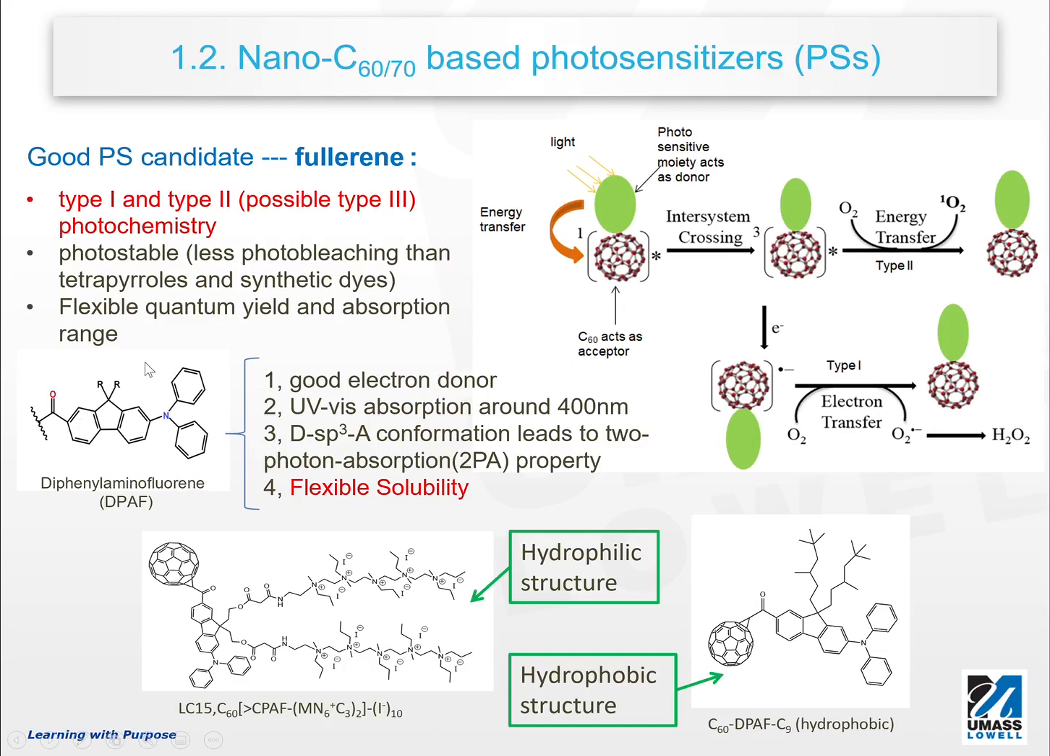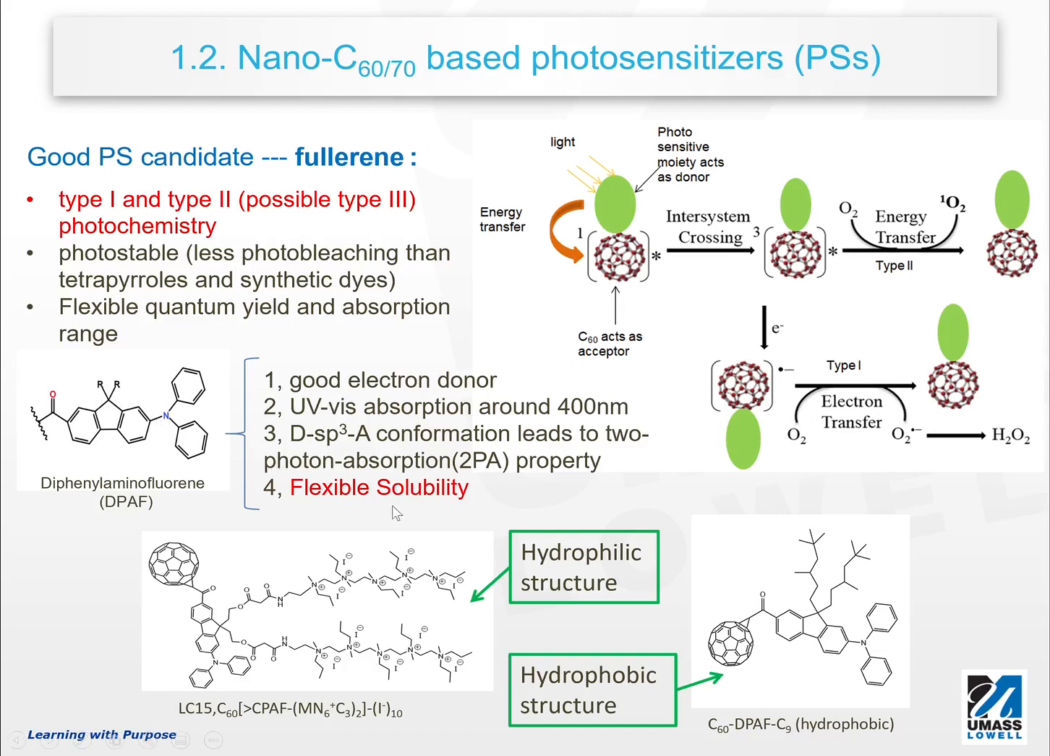It can donate electron or energy to fullerene very efficiently, and also itself has UV absorption around 400 nanometer, which is already corresponding to the blue light that's being widely used in photodynamic therapy. And also, when conjugated with fullerene, the donor-sp3-acceptor conformation will lead to two-photon absorption property of the system. And also, by simply changing the functional group on these two R sites on the DPAF moiety, the solubility of the whole molecule will be changed.